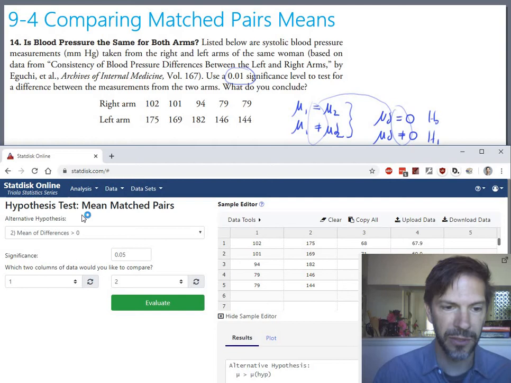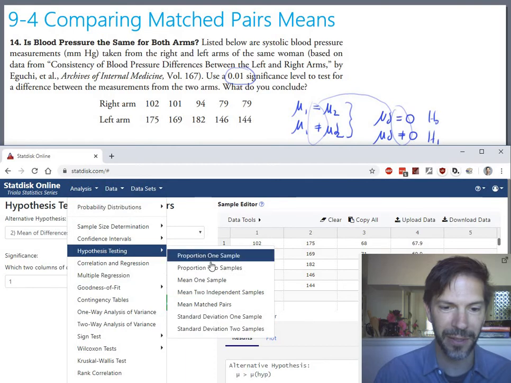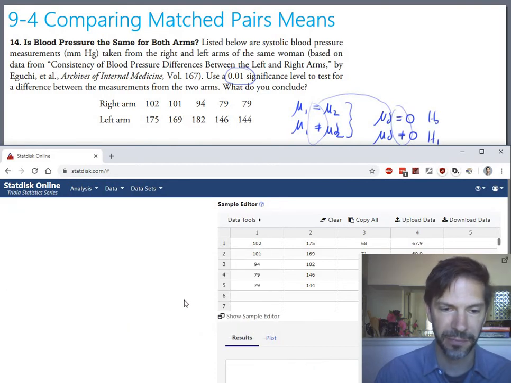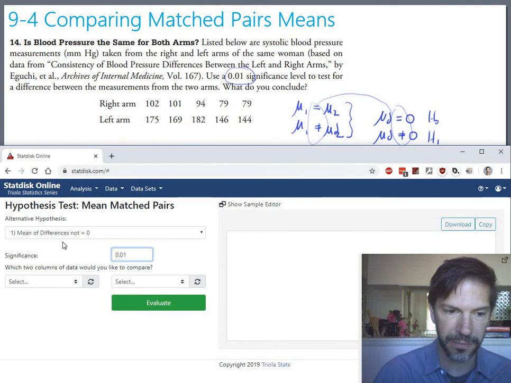We want to be in hypothesis testing, and we want to go to mean matched pairs. We want to pick the right alternative hypothesis. Our alternative is that the mean difference is not equal to 0. So it's just, is there a difference or is there no difference? Not equal to 0 is what we've got. Significance level 0.01.